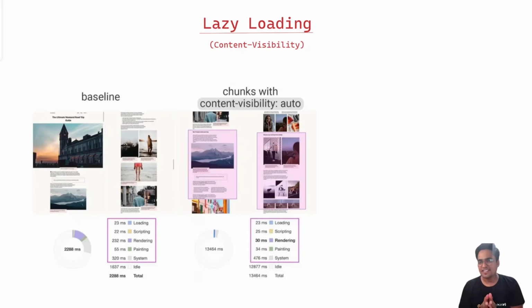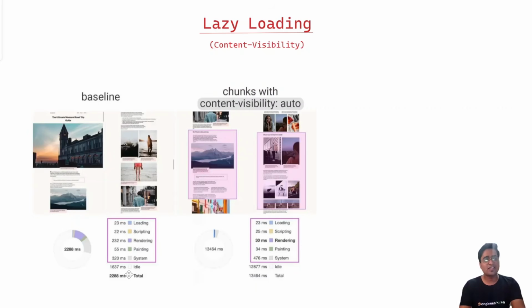Content visibility. This is another very powerful way to lazy load, and that too with very limited code changes that you have to do. You have to just add one property in your CSS, and out of the box you are going to get a lot of improvement. So let's talk about that. Consider you have a web page, and your web page is getting rendered, it has multiple folds. You will have loading, some scripting time, rendering, painting and system time, right?